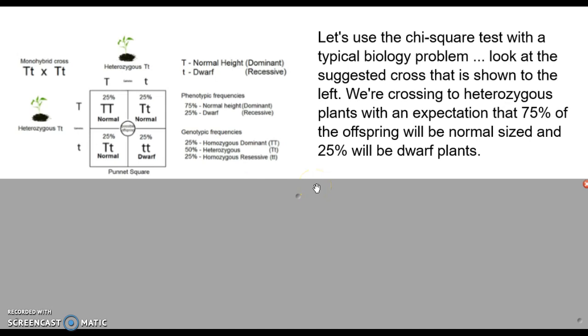There's a cross here that's suggested about plants being either normal height or dwarfed height, dwarf sized. And we're going to cross two heterozygous plants, big T, little t, crossed with big T, little t. Because you're familiar with Punnett squares, you'll understand what all this means, and you'll see that there's a 75% chance that the offspring will wind up being of normal height, and a 25% chance that the offspring will inherit the two recessive alleles from the parents and wind up being a dwarf.